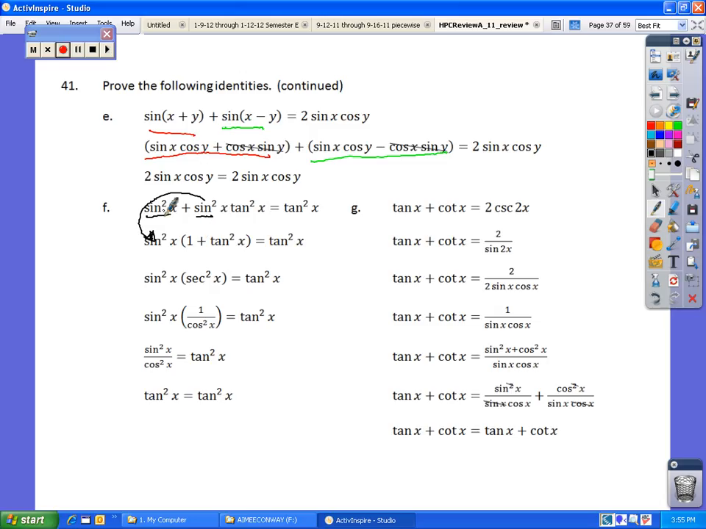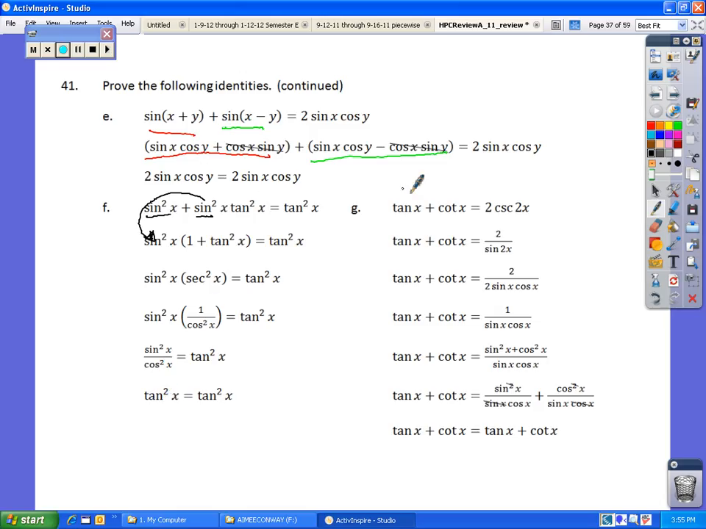And then I'm going to write what's left over. Sine squared x divided by sine squared x is 1. Then if I take out that, I'm left with tan squared x. This is a Pythagorean identity, so you write that as secant squared x. Notice the sine squared x stays the same. Secant I can write as 1 over cosine squared. So sine squared over cosine squared is tan squared x.